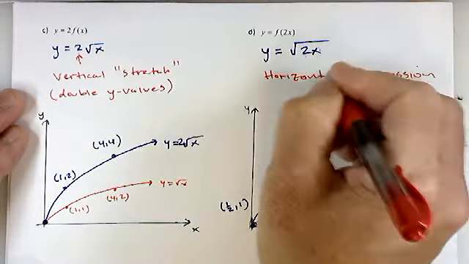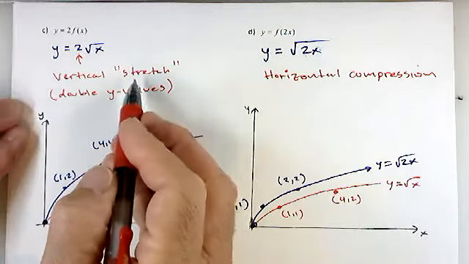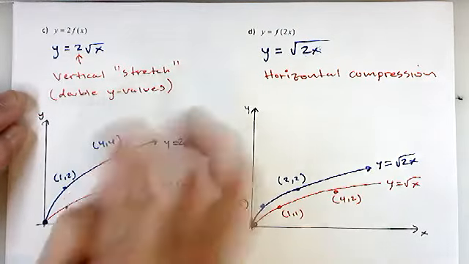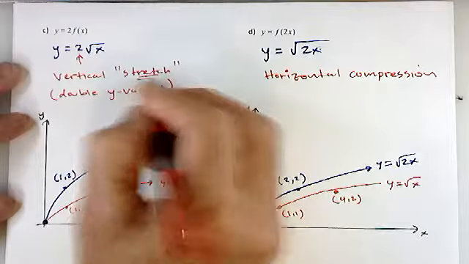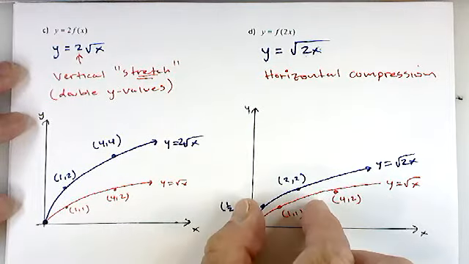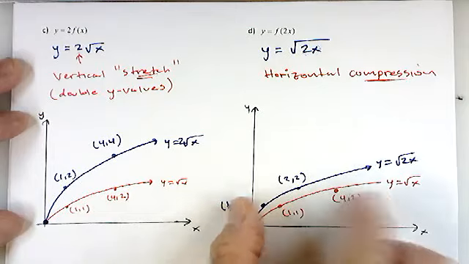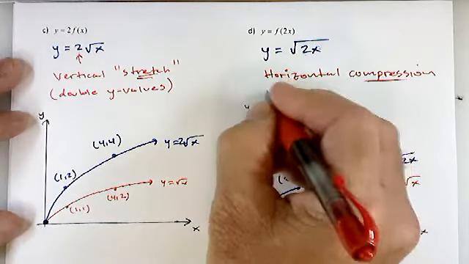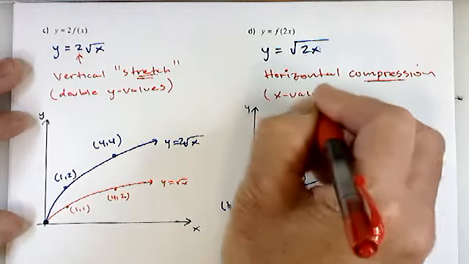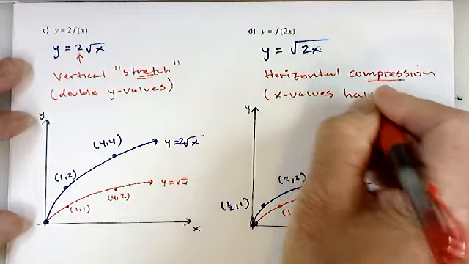And this is true for vertical stretches or compressions too. If you're making something bigger, we call it a stretch. If you're compressing it, we call it a compression rather than a stretch, okay? Because you're shrinking your x values. There you go. X values halved.